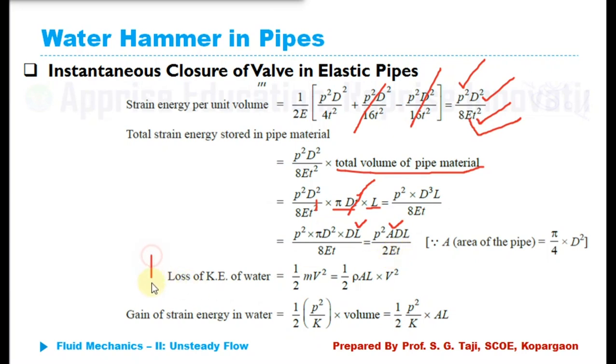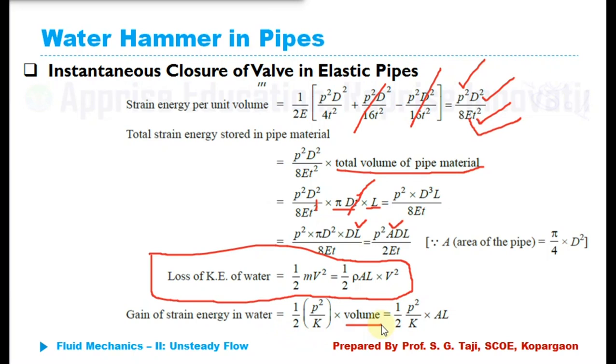Now, what is the loss of kinetic energy in the case of water? That is given by our previous equation, half rho A L multiplied by V square. Now the gain of strain energy in the case of water is half P square upon K multiplied by volume. Again, here the volume is A L. So here is the strain energy we have calculated, which is stored in the pipe material. Why is it going to store? Because the pipe is also going to deform, as we are considering elastic pipe material, and we have also derived the equation for the gain and loss of strain energy for the water.